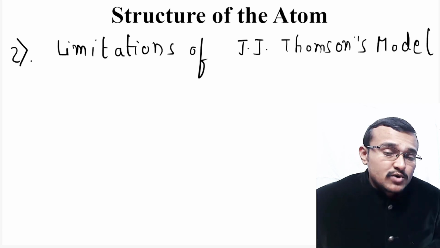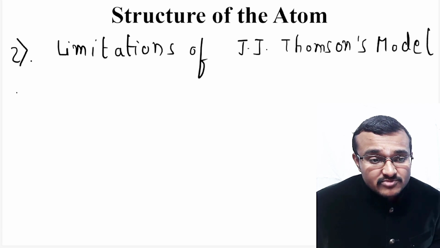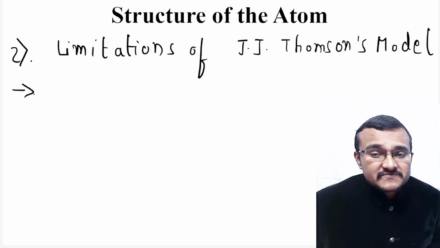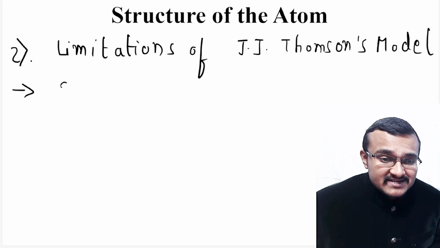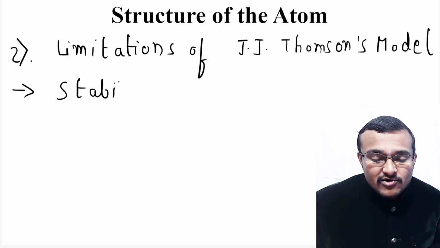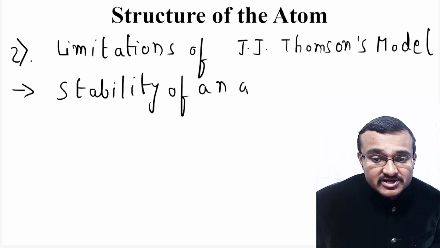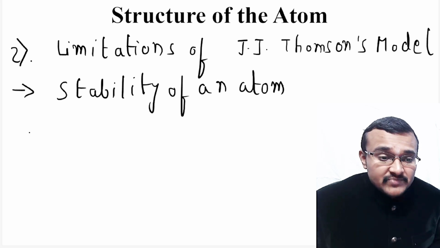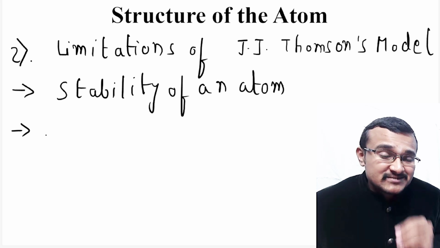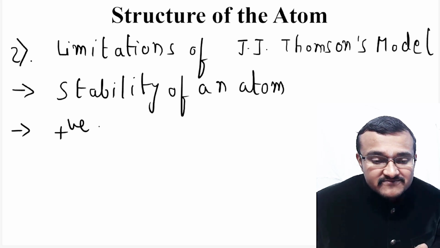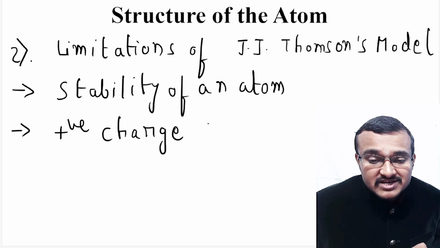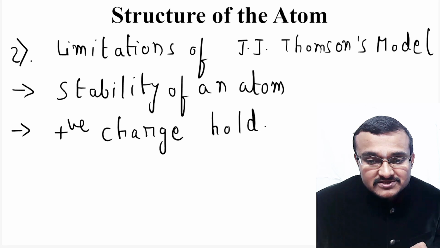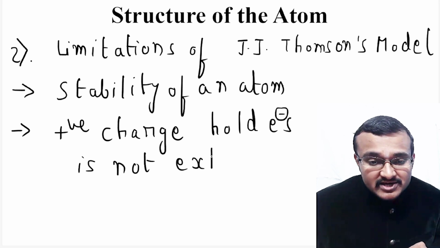So coming to the second question in this exercise, they have asked for the limitations of J.J. Thomson's model. So what are all the limitations of J.J. Thomson's model? One limitation is that this model doesn't explain the stability of an atom. Also, this model doesn't explain how the positive charge holds the electrons. How the positive charge holds the electrons is not explained in this model.